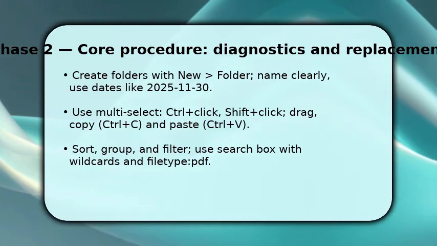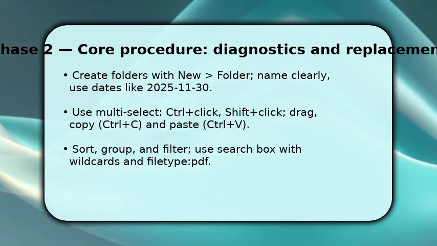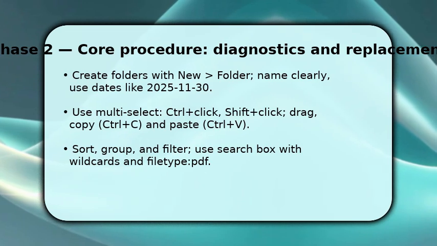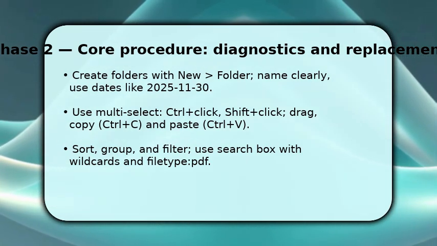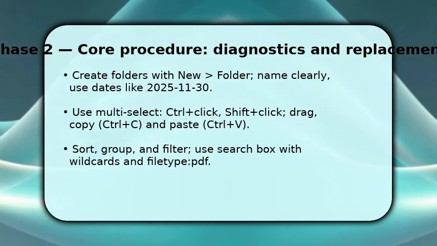Make sure to sort and group by date, type, or size. Use the search box with file type, PDF, or wildcards to narrow results quickly. This reduces clutter and accelerates your workflow.